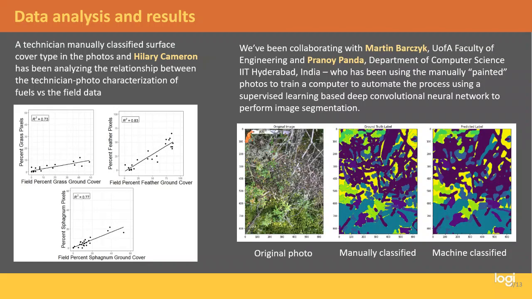And of course, it's pretty time consuming for a technician to go and basically paint the photo, characterizing the cover types in the photo to do this kind of analysis. And so the natural question was, could it be automated? And so Martin Barsic and Pranoy Pandey have helped us out. And Pranoy has been using the manually painted photos, the manually classified photos, to train a computer to automate the process using a supervised learning-based deep convolutional neural network, and they're performing what's called image segmentation.